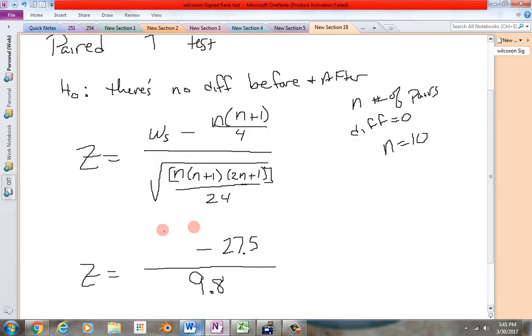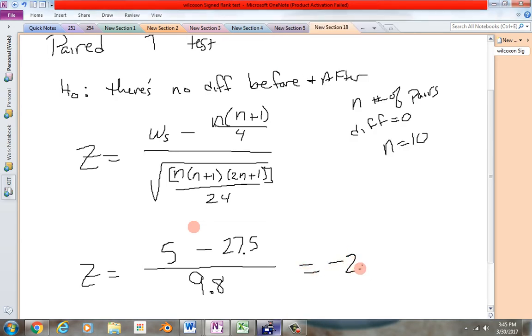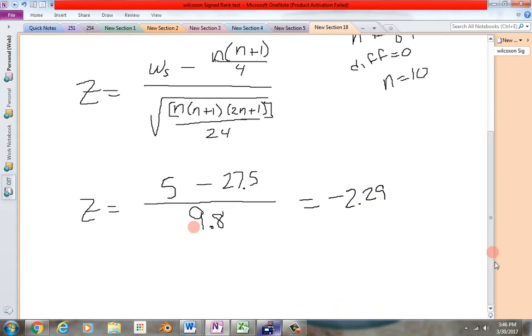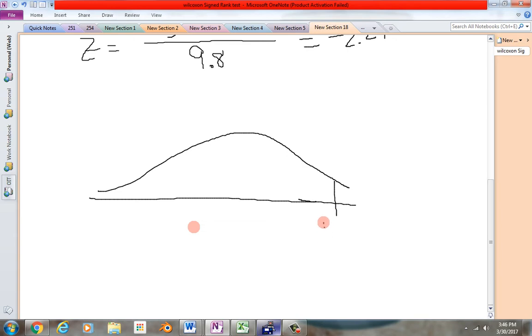So 5 goes right there. And so it's just 5 minus 27.5 divided by 9.8. Negative 2.29. So is there no difference before and after versus there is a difference? Well, if this is a two-tailed test, which it is, then we have z's of 1.96 and negative 1.96 if we're talking about 0.05. So we're out here. So what does that mean? Reject H naught, right? There is a significant difference.